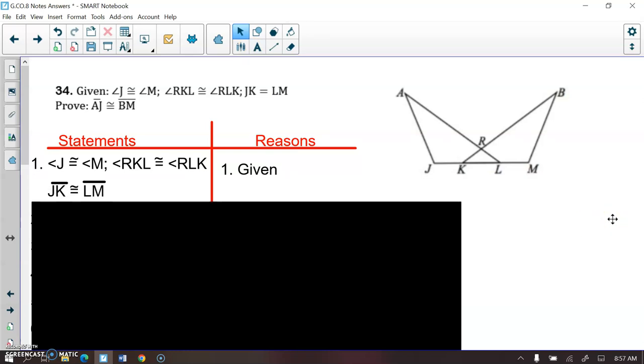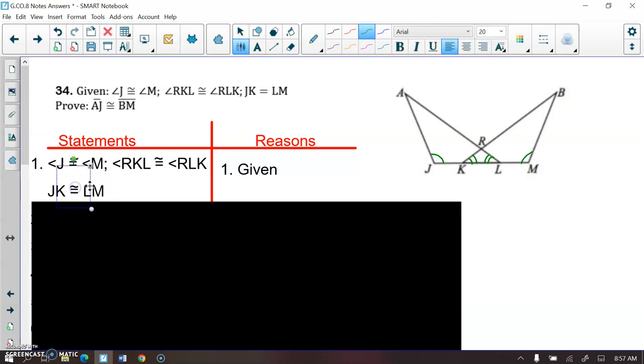So let's mark this. I have angle J and angle M congruent. I have RKL and RLK congruent. And I'm sorry, I just have JK equal to LM. So I apologize. Let me redo that. Okay, so this is what I have. JK is equal to LM.